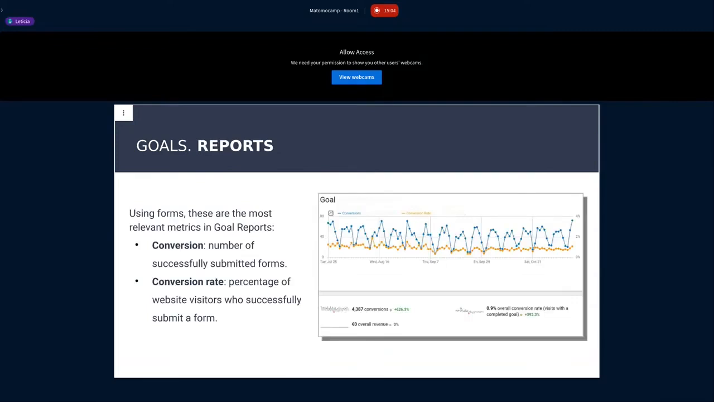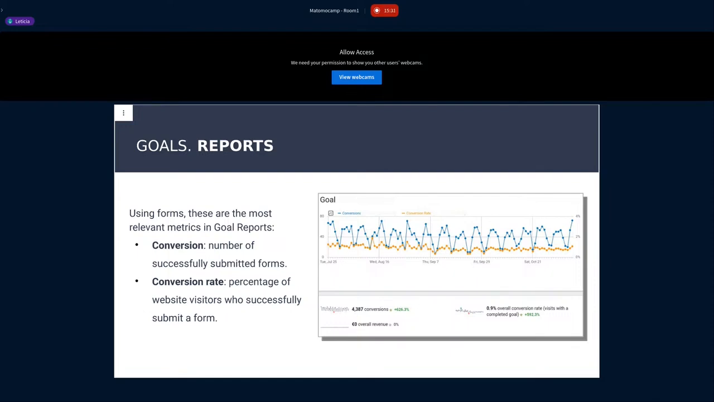When we have this setup done, the goal reports become accessible from the main Matomo dashboard on the goal reports tab. And then we can find the main metrics related with our goal. We have the conversions, that is the most important, the number of successfully submitted forms. And also we have the conversion rate.